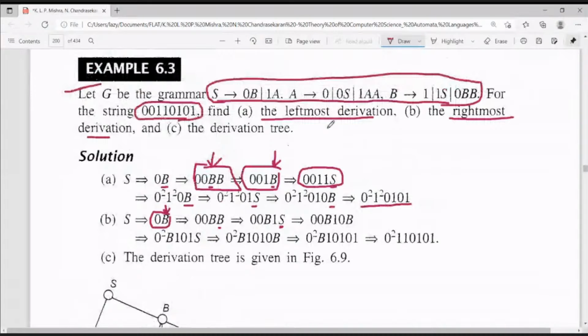By 0B. Okay, this 0B we are getting. And again the rightmost B, that is 1S. Okay, and this S is replaced by 0B again, and this B is replaced by 1, and after that this last B will be replaced by 1. Okay, so this is your leftmost derivation, and this is your rightmost derivation.